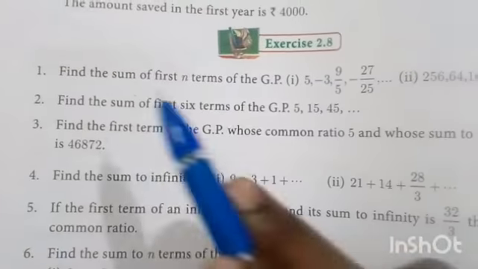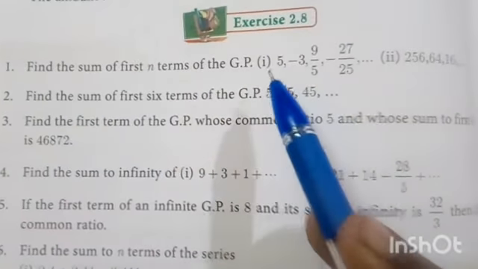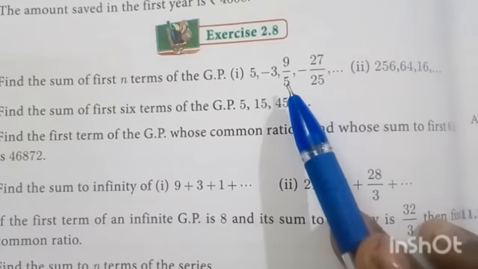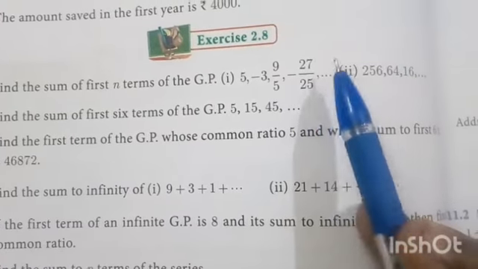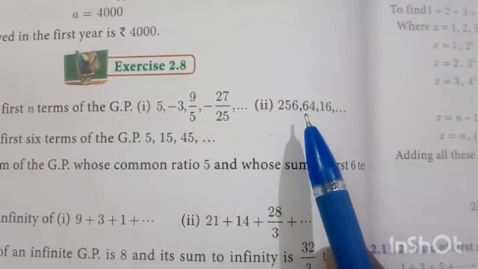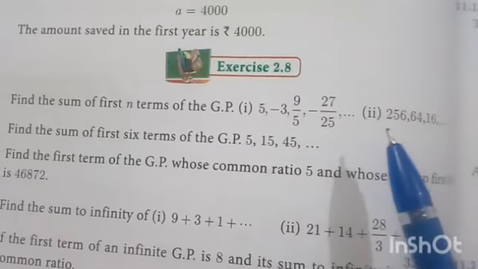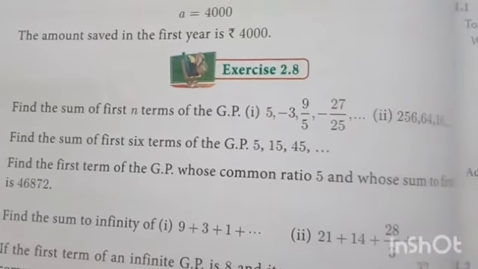Students, exercise 2.8, first problem. Find the sum of the first n terms of the GP for 5, minus 3, 9 by 5, minus 27 by 5, etc. Second question, 256, 64, 16, etc. We want to find the sum of the first n terms.